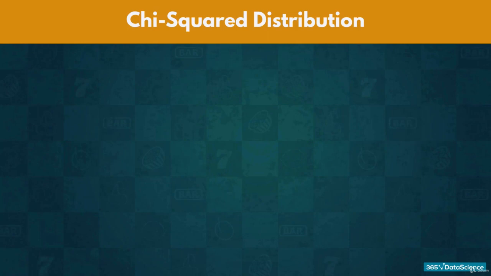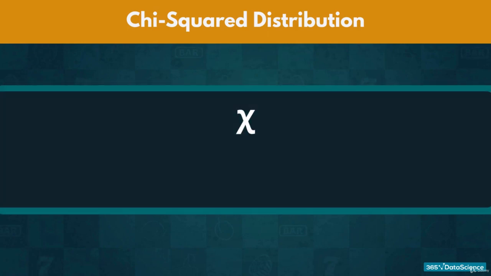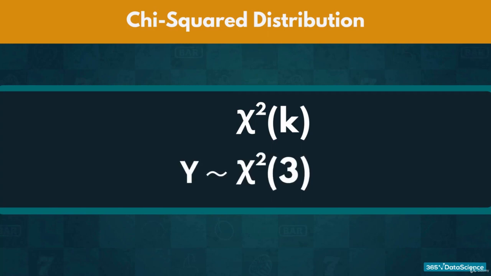For starters, we denote a chi-squared distribution as the capital Greek letter chi squared, followed by a parameter k, depicting the degrees of freedom. Therefore, we read the following as variable y follows a chi-squared distribution with 3 degrees of freedom. All right, let's get started.